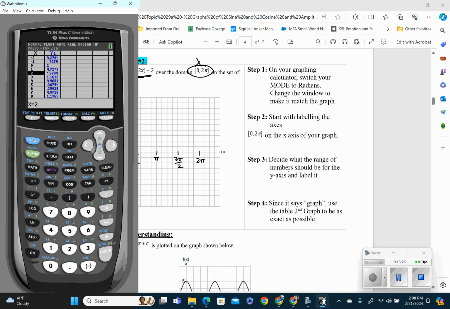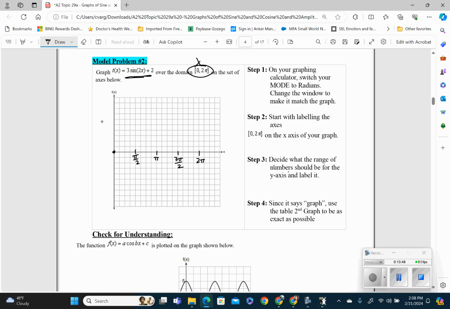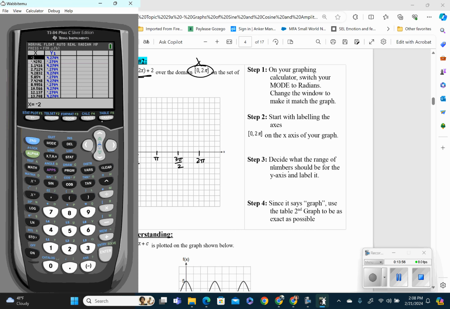So let's go ahead and change my table. I'm going to hit second window. And for my table set here, let's change it by pi over 2. And so let's see what happens, okay? So I had 0, 2, so I can go ahead and graph that. 0, 2 is a point, okay? And then if I take a look at my graph over here, let me go back to my second window. Let's start at 0.